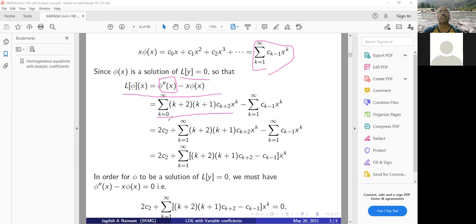So by putting k is equal to 0, what is this? k plus 2 is 2, k plus 1 is 1, right? And this coefficient c(k+2) is only c2, and x to the power 0 is 1, and therefore 2 into 1 into c2, right? And therefore we have this term. So we have separated this term from this summation and write the rest of the summations like this, right? Minus this second summation as it is.